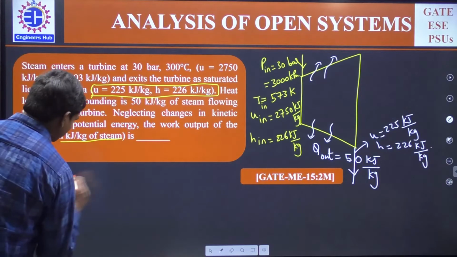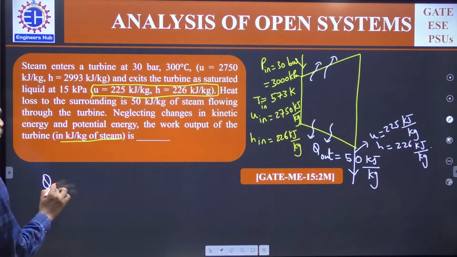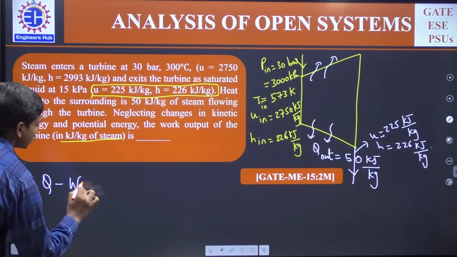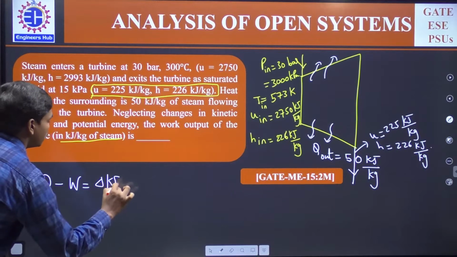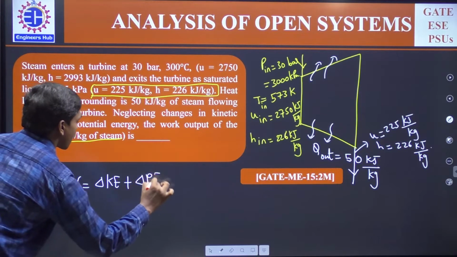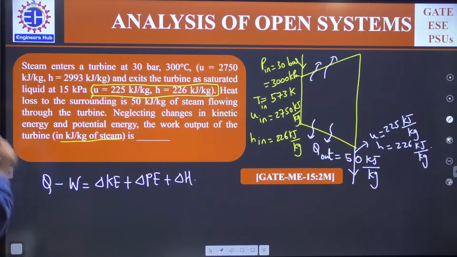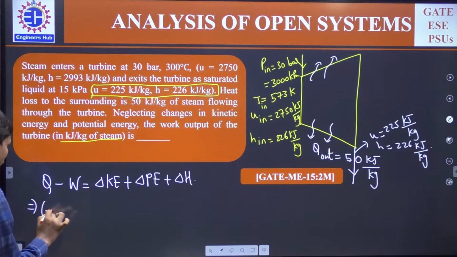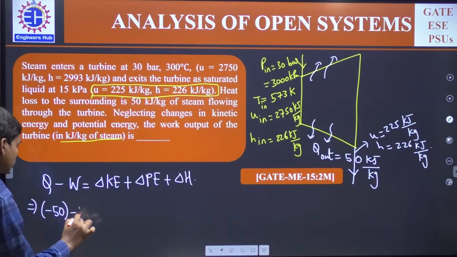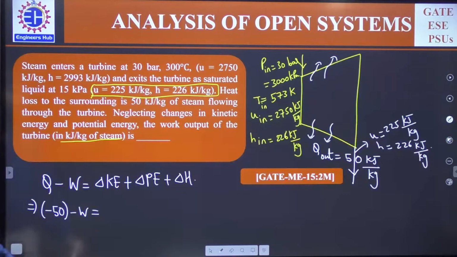So if you apply the steady flow energy equation, Q minus W is equal to delta KE plus delta PE plus delta H. Heat loss to the surroundings is taken as negative. So minus 50 minus W is equal to, okay, this is in kilojoules.